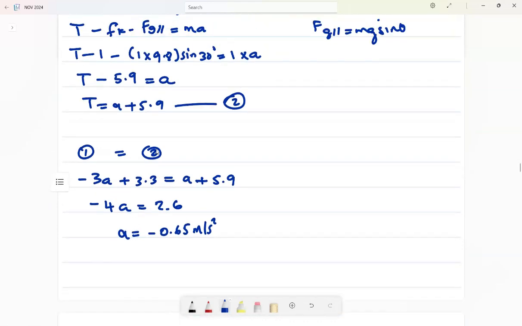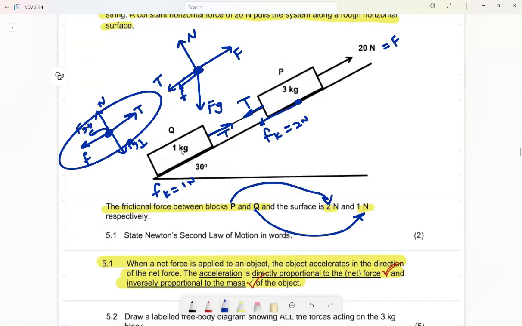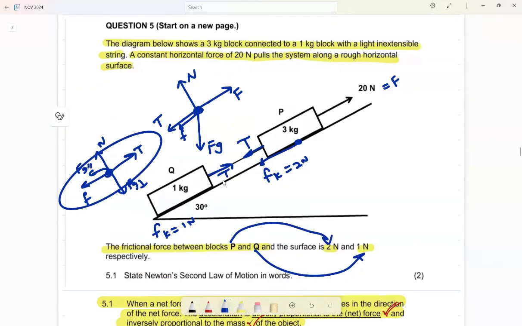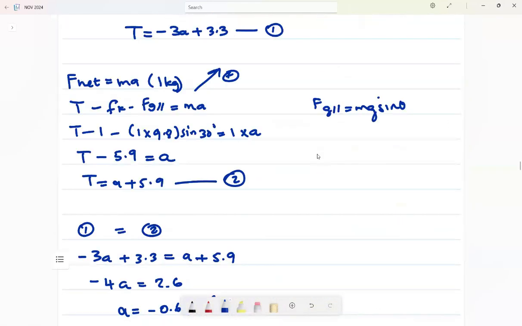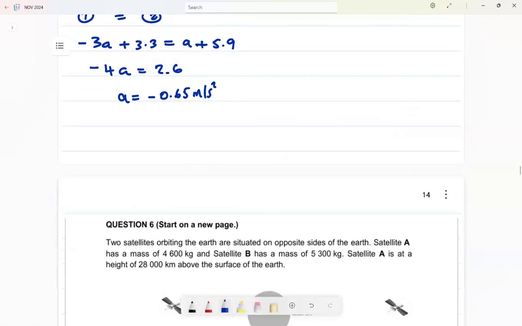So this means that if I made a mistake somewhere, please correct it, okay? But the analogy should be the same. Let me just confirm. All right. So remember, they said calculate the magnitude of the acceleration. Therefore, the acceleration is 0.65 meters per second squared. If they wanted acceleration, not the magnitude of acceleration, you would say it is 0.65 meters per second squared moving downwards.